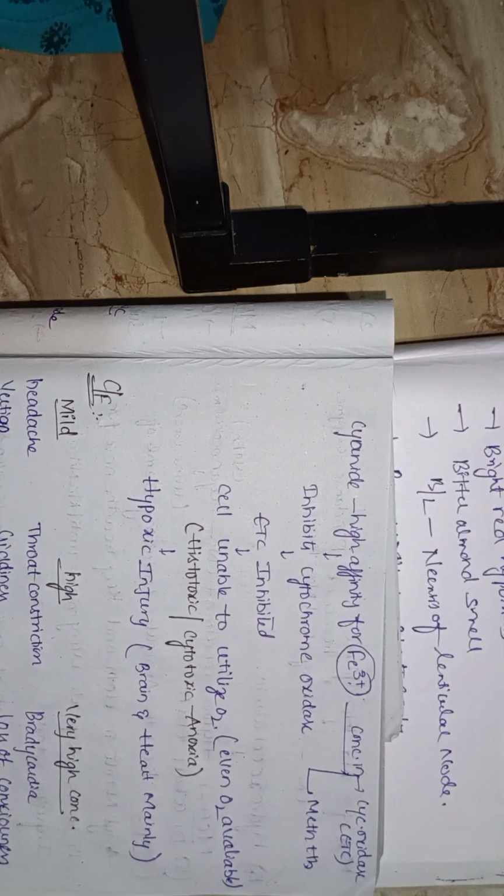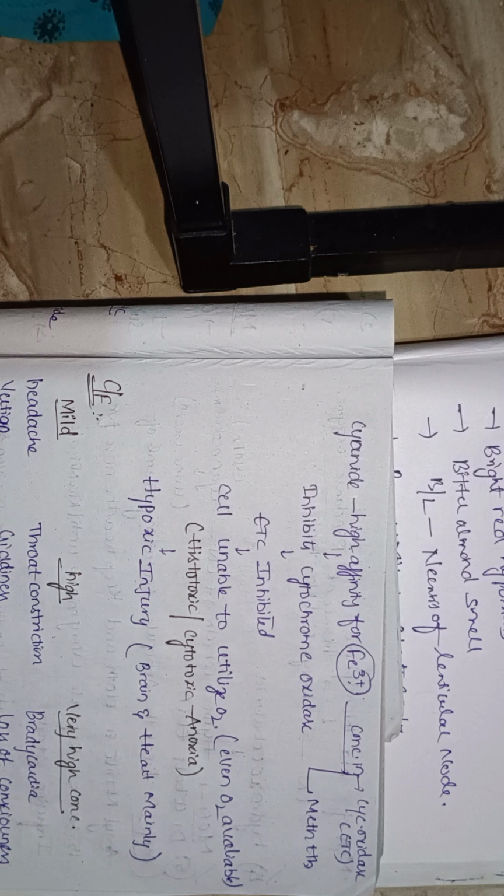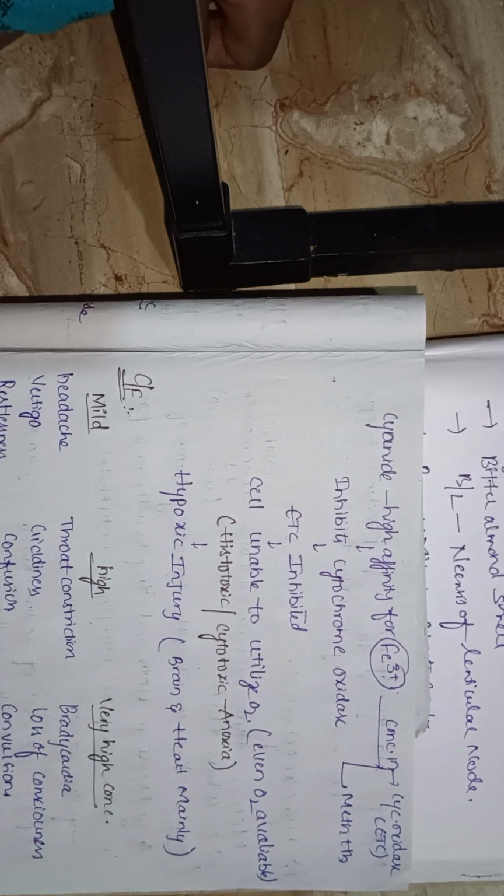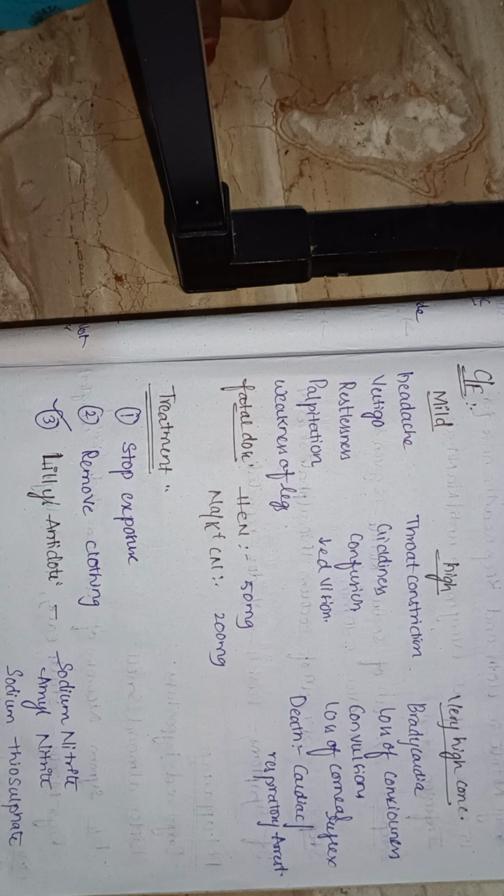Next, we will discuss the mechanism of action. Cyanide has high affinity for Fe3+. Fe3+ is present in cytochrome oxidase and methemoglobin, so it inhibits cytochrome oxidase. Cytochrome oxidase inhibition leads to electron transport chain inhibition, so the cell is unable to utilize oxygen. This is called histotoxic or cytotoxic anoxia. Because of this hypoxic injury, the brain and heart are mainly injured. Clinical features: headache, vertigo, restlessness, palpitations, confusion, convulsions, decreased vision, loss of consciousness, and loss of corneal reflexes. Lastly, death by cardiac and respiratory arrest. Next, fatal dose. The fatal dose of HCN is 50 mg. Sodium and potassium cyanide is 200 mg.